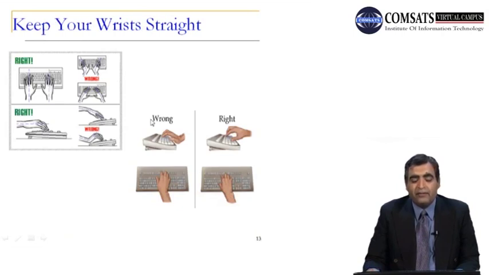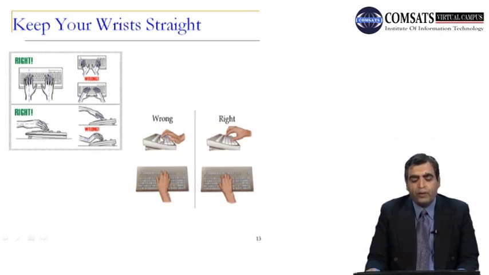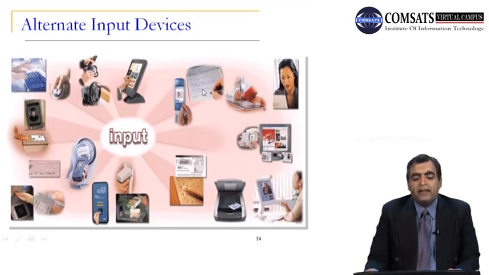Let me show you the method of keeping your wrist straight. The figure on the lower right corner shows that this position is wrong. This is the right way of typing. Do not bend your wrist, keep them straight. Keeping them straight is the right position. Typing like this or typing like that is the wrong way and it will give you fatigue. This should be 90 straight. Like this or like this, if you're typing like that, you're just hurting your muscles and it will cause a lot of problems.